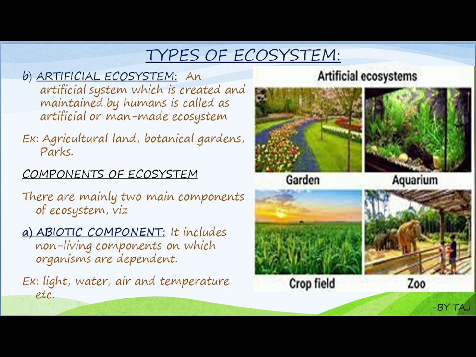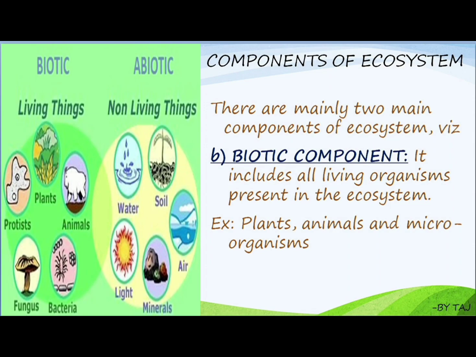Now we are going to learn about the components of ecosystem. There are mainly two components in the ecosystem: abiotic component and biotic component. First we will discuss the abiotic components. It includes non-living components of the environment like water, light, air and temperature. These non-living components of the environment we call abiotic components. Coming to the biotic component, it includes all the living organisms present in the ecosystem. Examples: plants, animals and microorganisms.